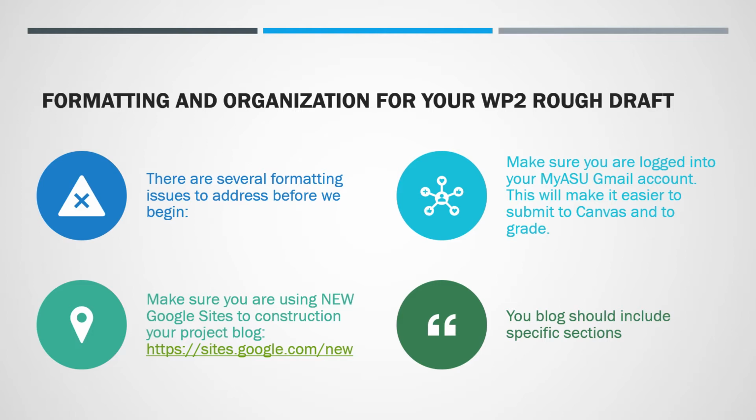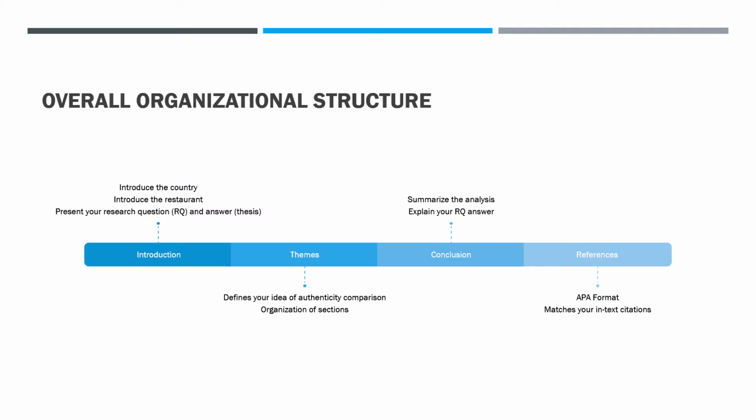You also want to make sure that you're logged into your MyASU Gmail account. So this will make it easier to submit to Canvas and to grade. Your blog should also include some very specific sections. Now, let's make sure that we're going over those sections together.